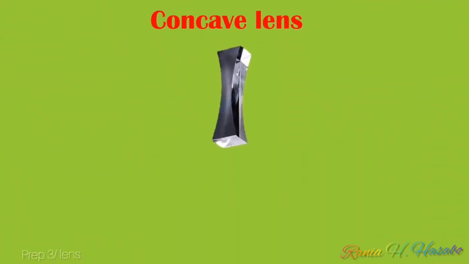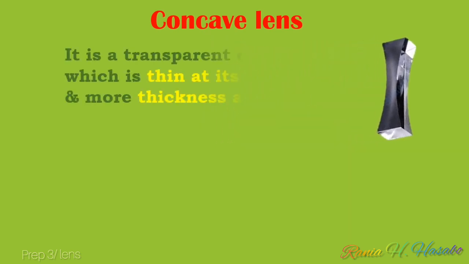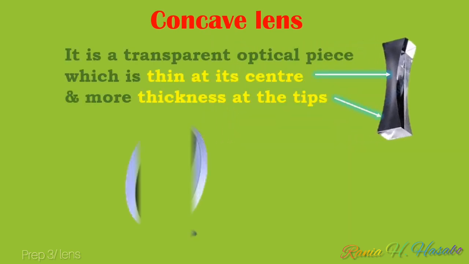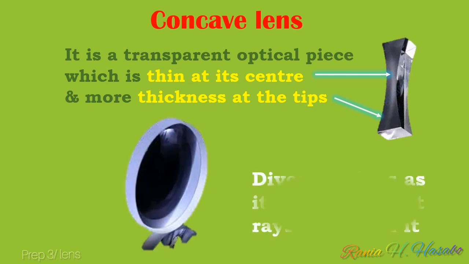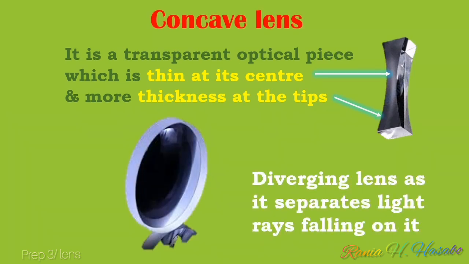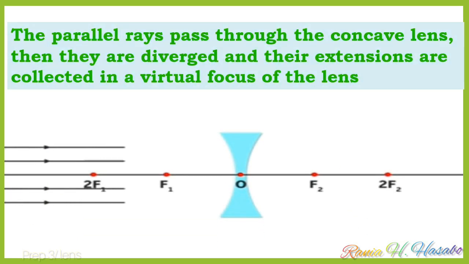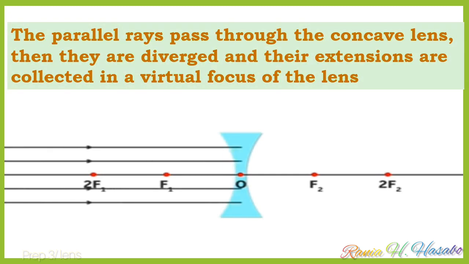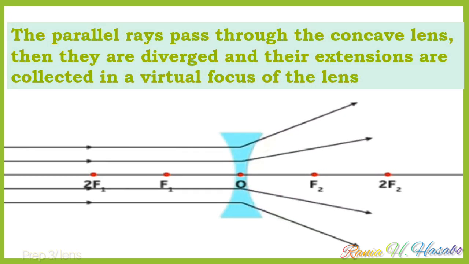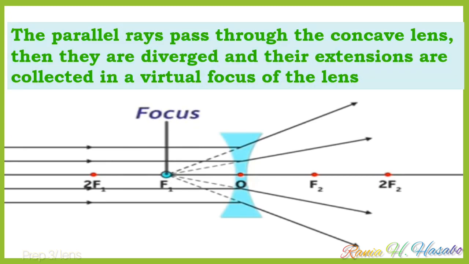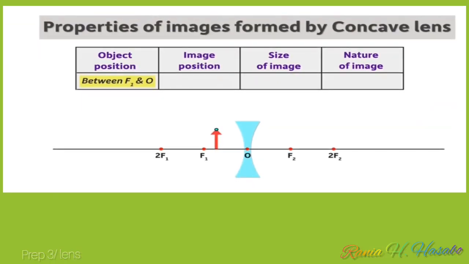Concave lens. It is a transparent optical piece which is thin at its center and thicker at the tips. Concave lens is called a diverging lens as it separates light rays falling on it. The parallel rays passing through the concave lens are diverged and their extensions are collected in a virtual focus. Yes, it has a virtual focus. It is the point of collection of extension of refracted light rays. Principal focus, in the case of the concave lens, is virtual.